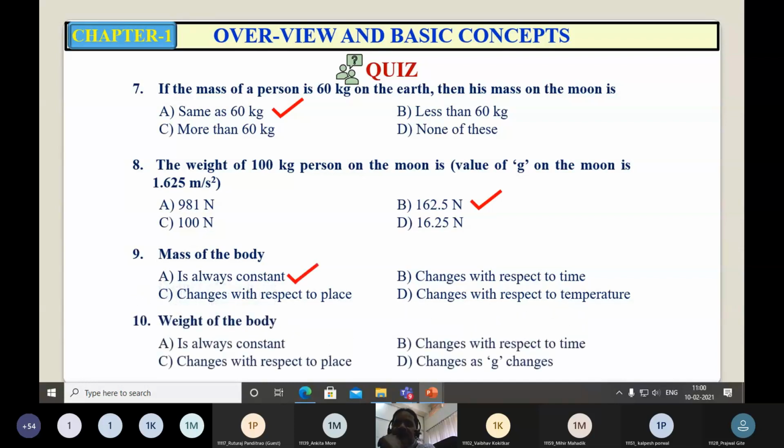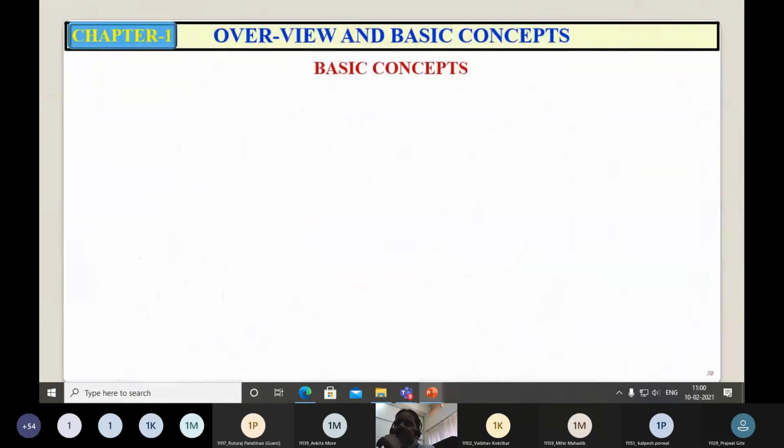Then the weight of the body changes as the acceleration due to gravity changes. You can't even say it changes with respect to place. Though the place changes, if g remains the same, the weight of the body remains the same. So it depends on the acceleration due to gravity. Some more basic concepts we are going to see in the next class.